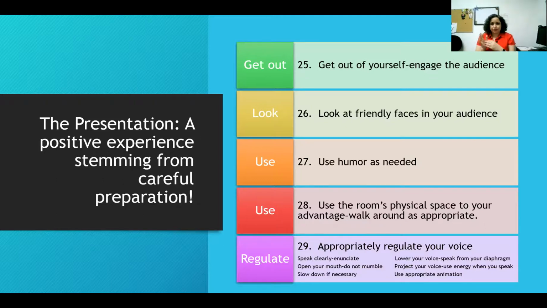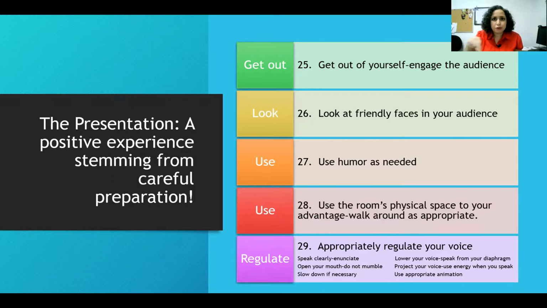Number 28. Sergio. Use the room's physical space to your advantage, walk around as appropriate. One of my favorite things, I don't know if you remember when we used to be face-to-face in our classes, but walking around is one of my favorite things to do. Because if we just keep glued to just one little spot, anxiety is so easy to bring to our bodies, as if it was a ghost, como si fuera un fantasma. Don't glue yourself to just one little spot.